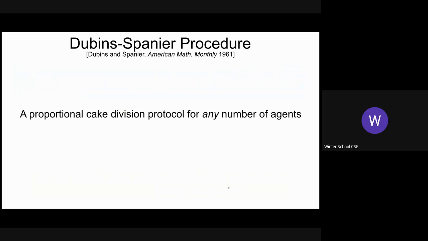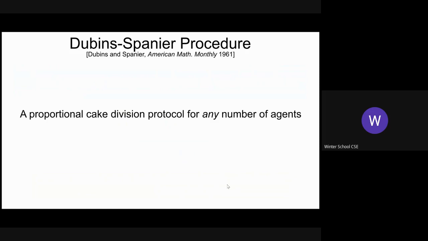Make a cut. Who has the maximum value for it? If that piece's value is greater than 1 over n, give it to them. If no one has, kill it. Okay, so then you should tell me what you'll do in this case.